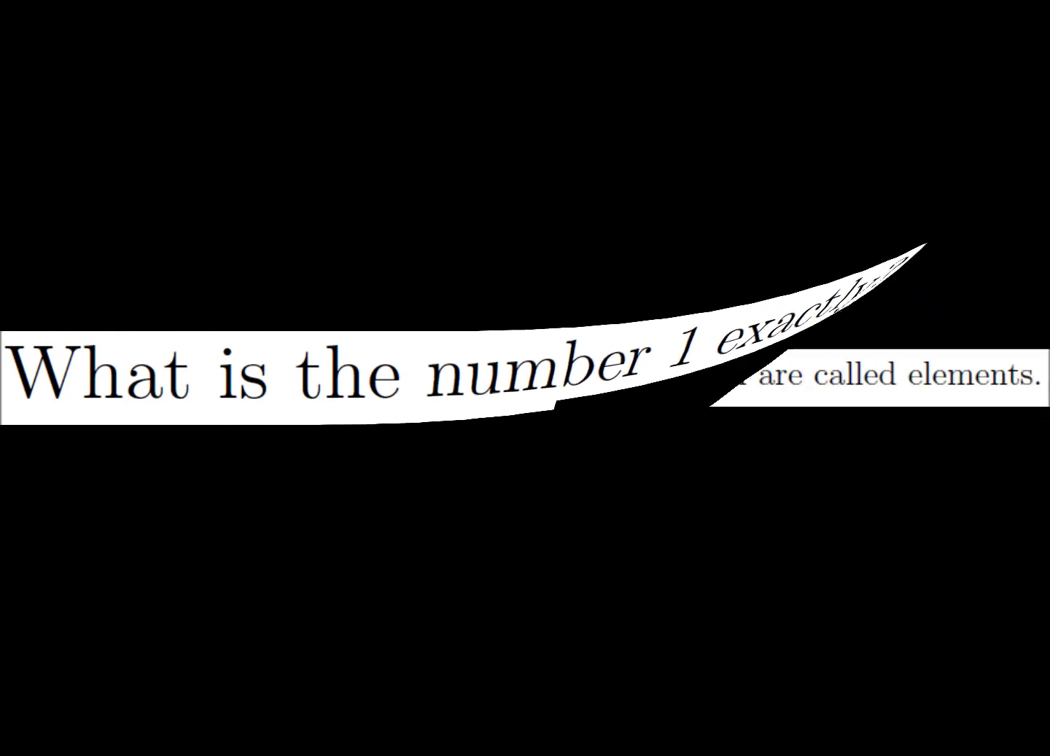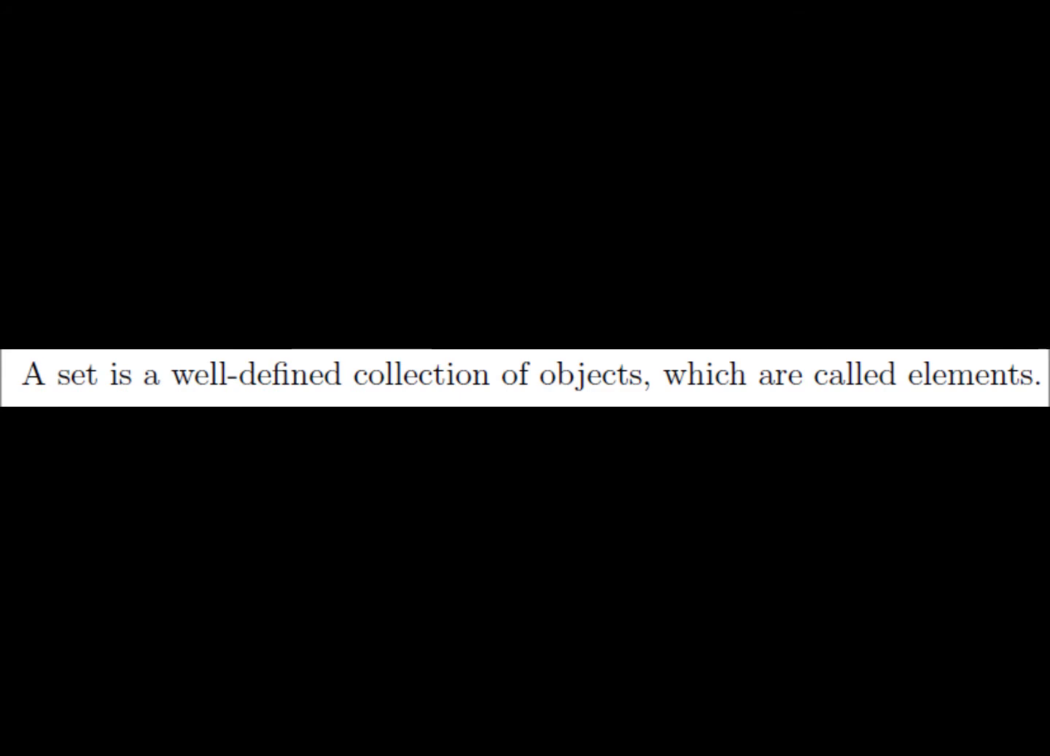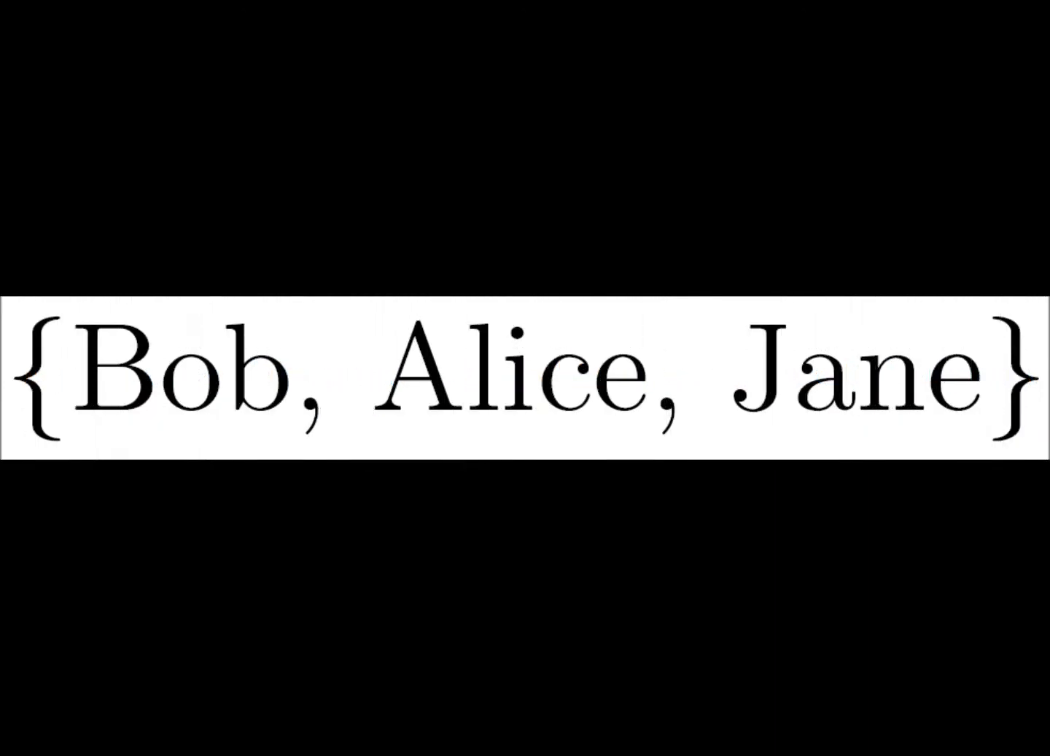Well, first we have to talk about sets. A set is just a collection of distinct objects of any kind, and we can tell what objects are in the set itself. The objects in a set are called elements, and we put the elements of a set inside curly braces, like this. For example, we could have a set of 3 names, Bob, Alice, and Jane, and we would denote it like this.